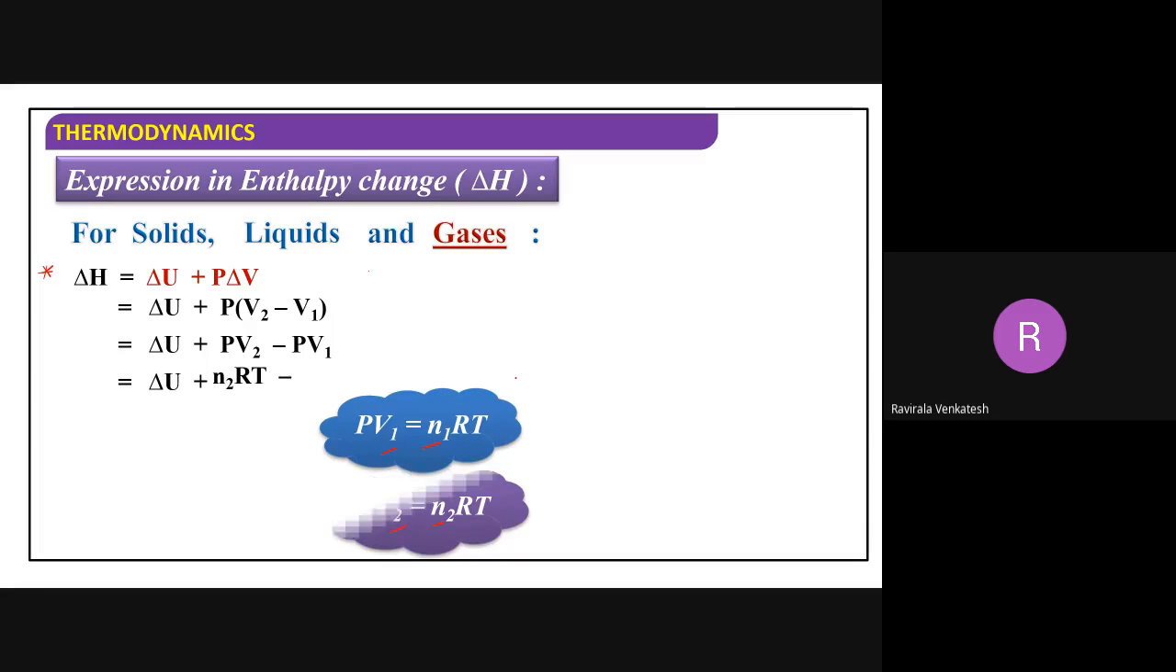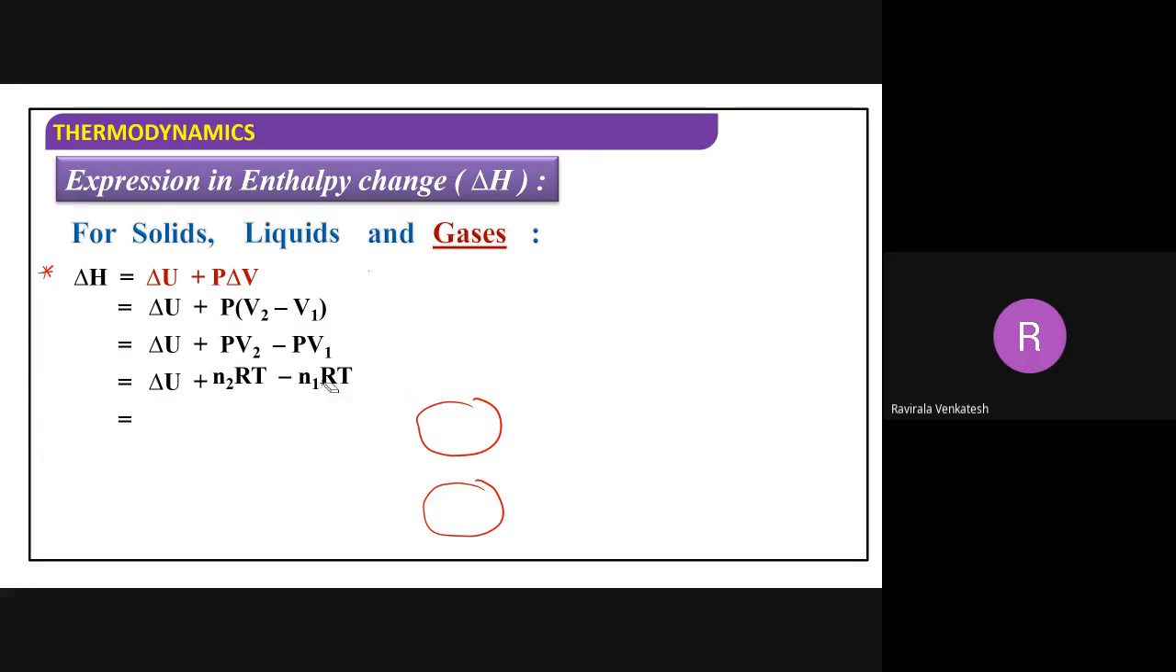Based on the ideal gas formula, PV2 is equal to n2 RT. Substitute here. Similarly, PV1 is equal to n1 RT. Substitute over here. When you substitute, you get n2 RT minus n1 RT. Now, taking RT common, we get RT into n2 minus n1. What is this n2 minus n1? It is delta n, because all these things we are expressing for gas molecules.